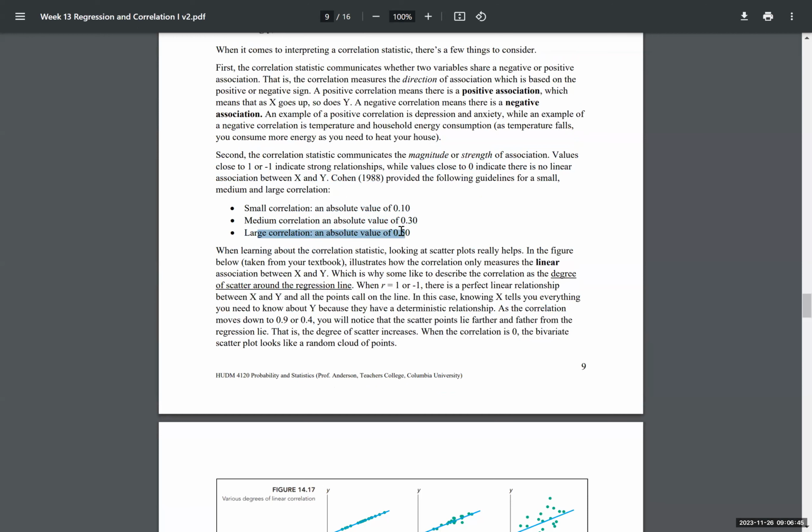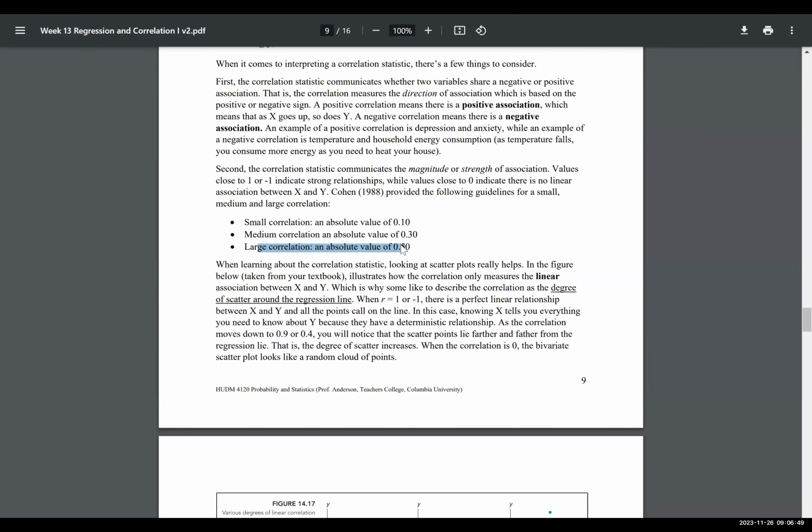And I want to know about the strength of a correlation. You can have a 0.5 correlation or a -0.5. These are the same magnitude, right? So that's why we're talking about an absolute value here. It doesn't matter if it's positive or negative. What we care about is the absolute value. That's what tells us how strong a linear relationship between X and Y is.